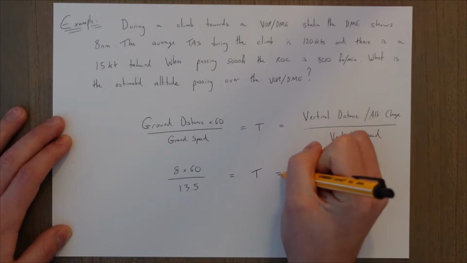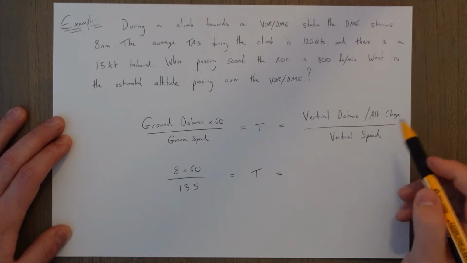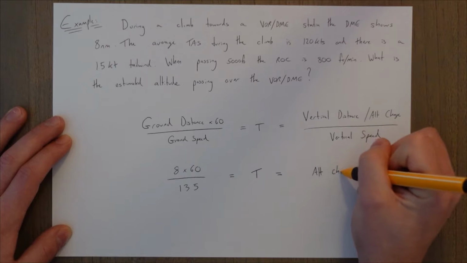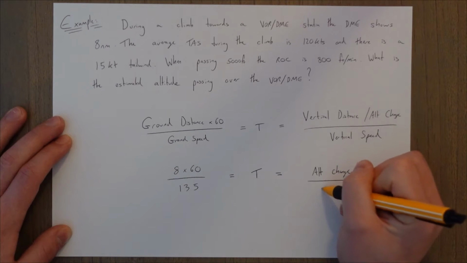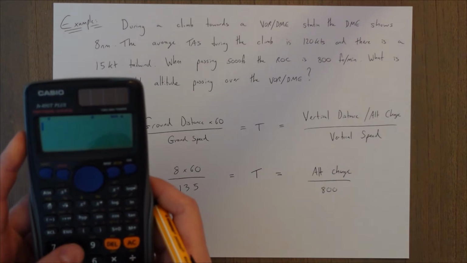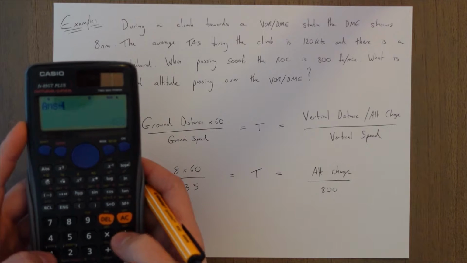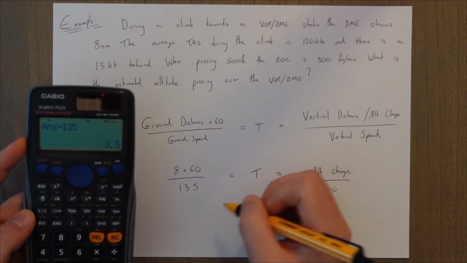And then we would use that time to work out our altitude change. That's what we're looking for. And we have our vertical speed, which is 800 feet per minute. Okay, so 8 times 60 equals 480 divided by 135, and we have 3.5 minutes.